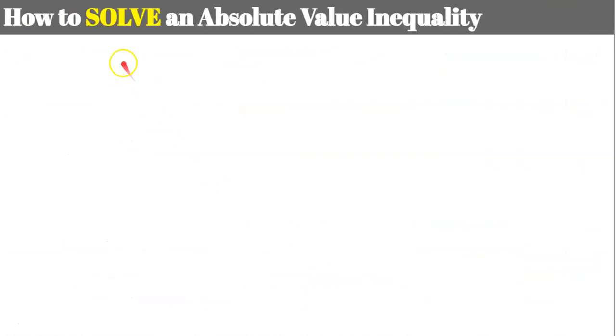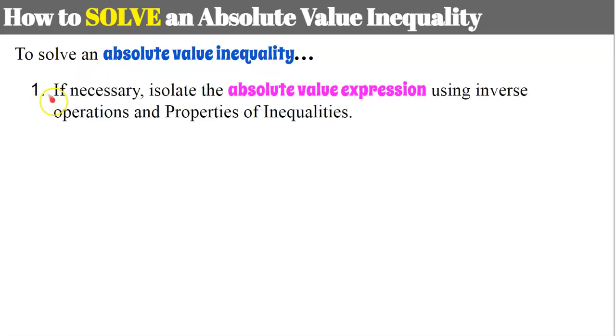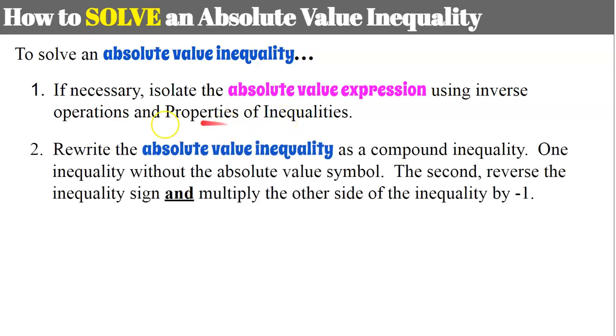Now let's talk about how we solve an absolute value inequality. There are 4 steps. So to solve an absolute value inequality, step 1, if necessary, isolate the absolute value expression using inverse operations and properties of inequalities. Step 2, rewrite the absolute value inequality as a compound inequality.